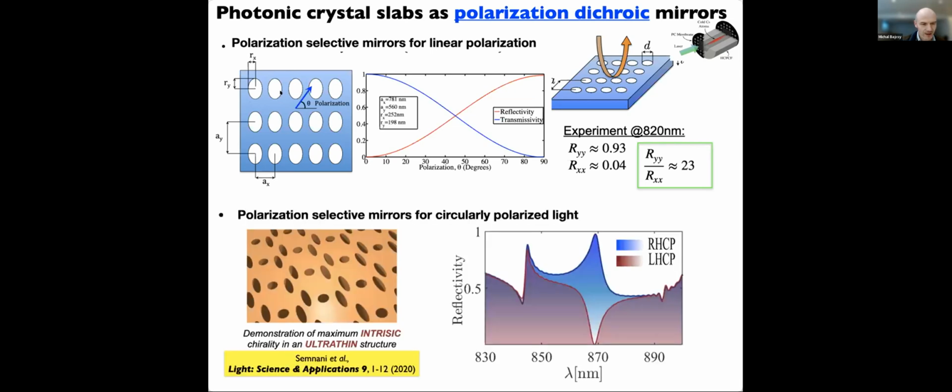Even more exciting, once you decide that the individual cell of the photonic crystal doesn't have to be a single hole, but can be a group of holes, you get even more degrees of freedom. And here we were actually able to demonstrate a polarization selective mirror for circularly polarized light. So it's a mirror that, for a range of wavelengths, is highly reflective for, say, right-handed circularly polarized light and highly transmissive for left-handed circularly polarized light.